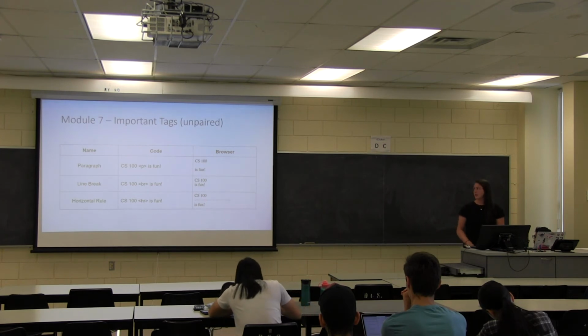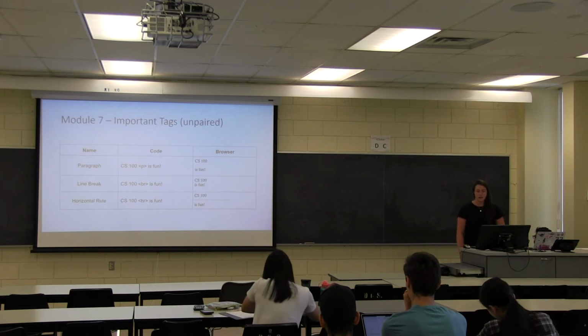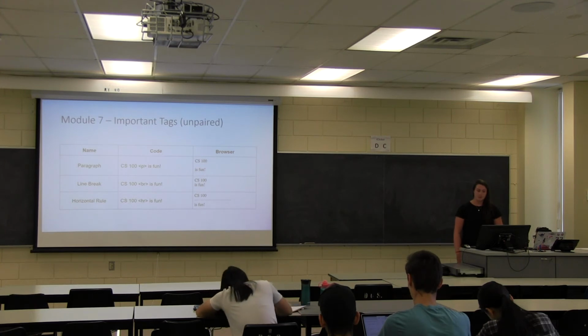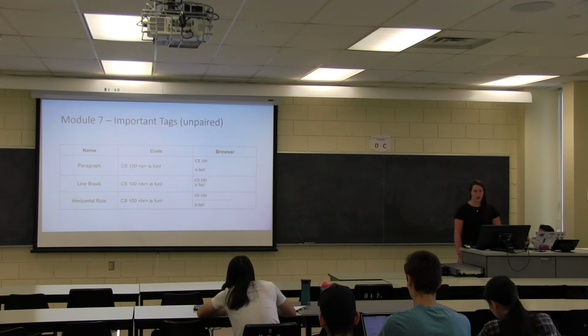So some more unpaired tags are paragraph, line break, and horizontal rule tags. So the paragraph tag splits text and adds space between them. The line break tag, the BR tag, splits text but does not add any space between the lines. And the horizontal rule, or the HR tag, adds space between text, and it also adds a horizontal line.